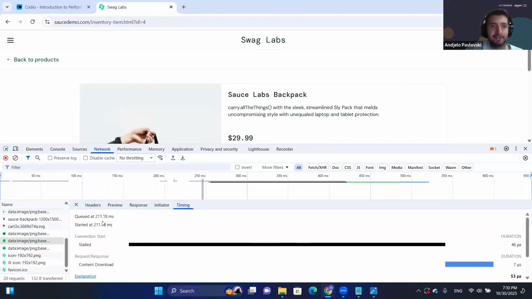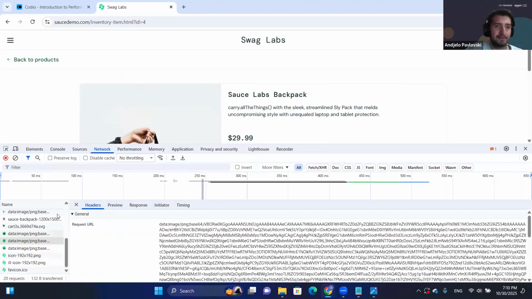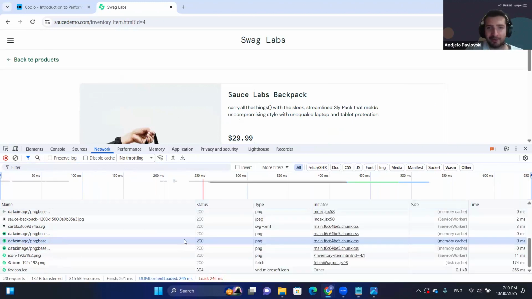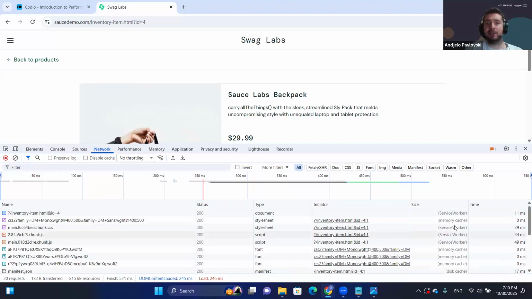So how fast did it take for it to queue start, whether it was displayed, and so on and so forth. So you can play around with these. You see that it's a PNG file, it's in memory cache, so it's going to be erased. So basically you see information about what was the time, or rather response time, so how much did it take for the resource to load, whether it was loaded as expected. So we have the status as well.